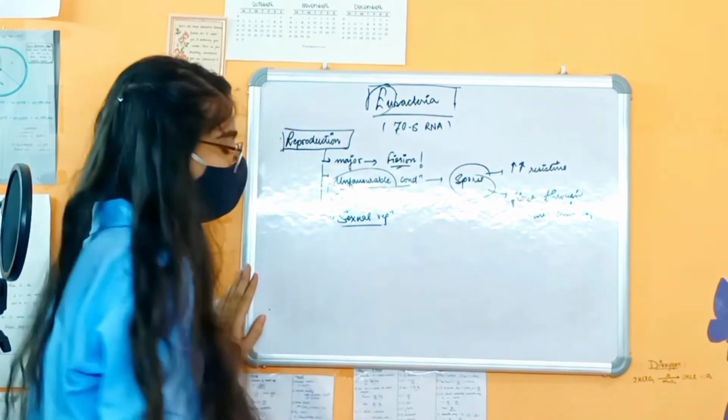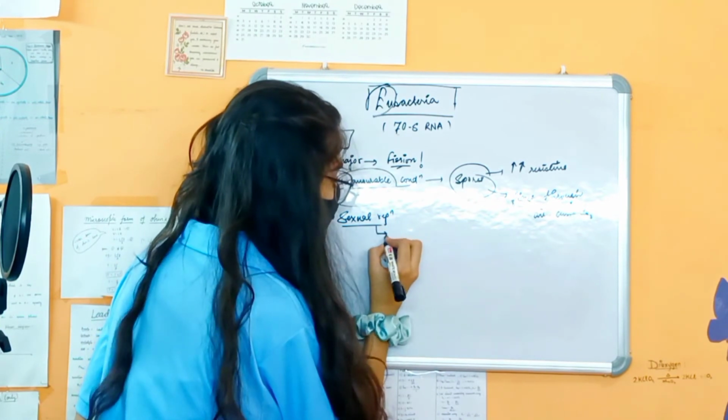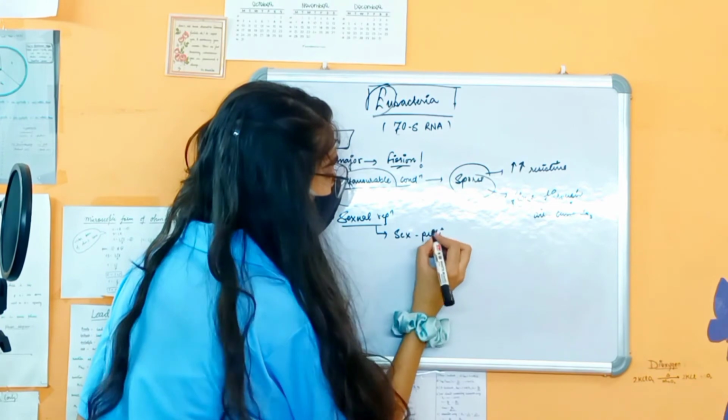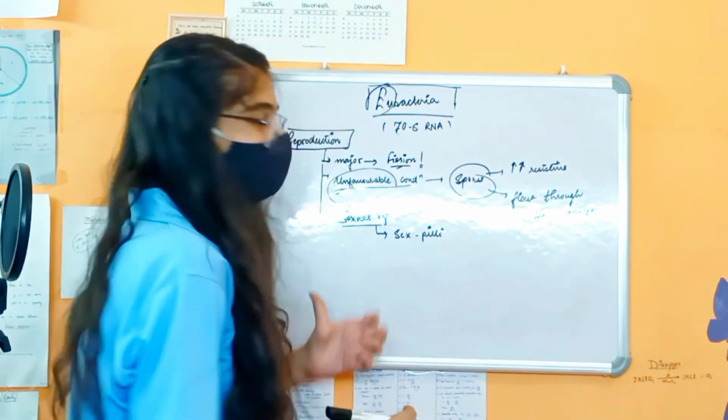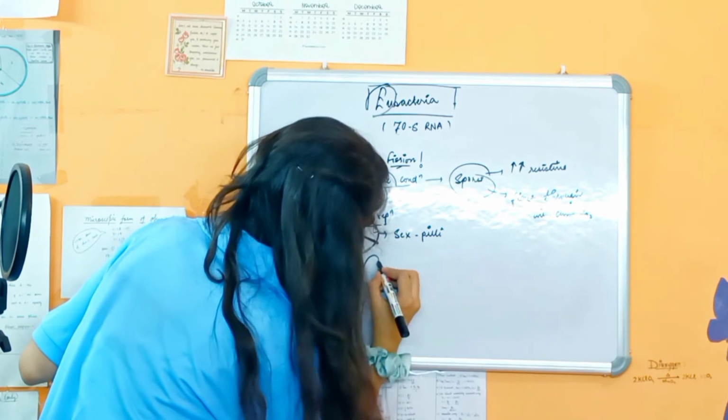And now we have sexual reproduction in bacteria. It is the most interesting part. We can say these divide sexually through sex pili. They make a structure known as sex pili. Let's see what sex pili is. Basically, let's feel what sex pili is.